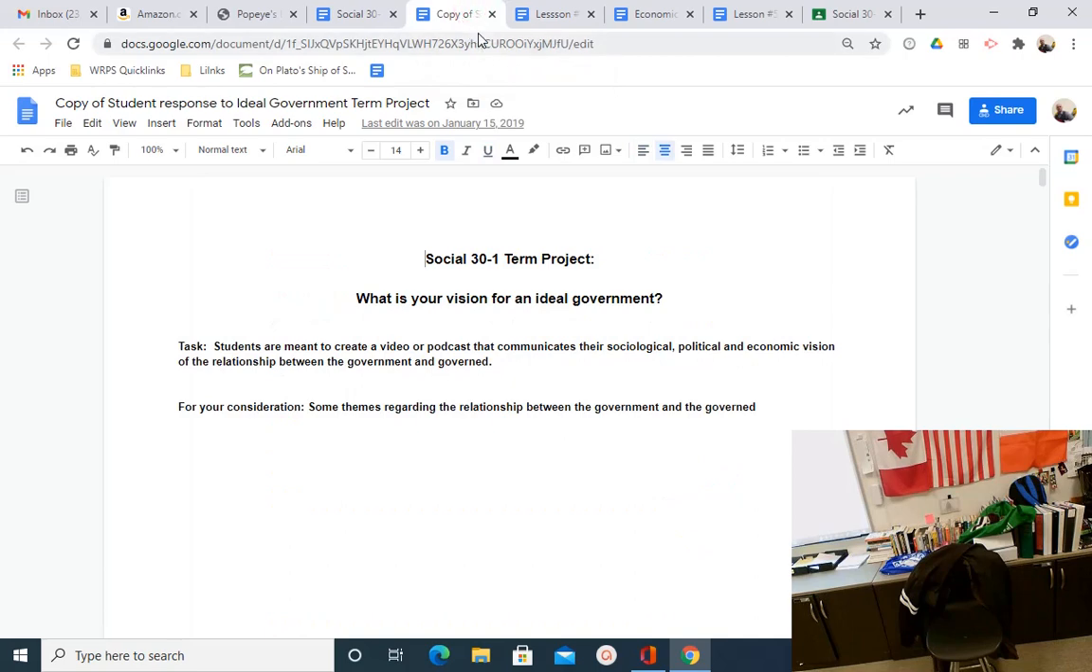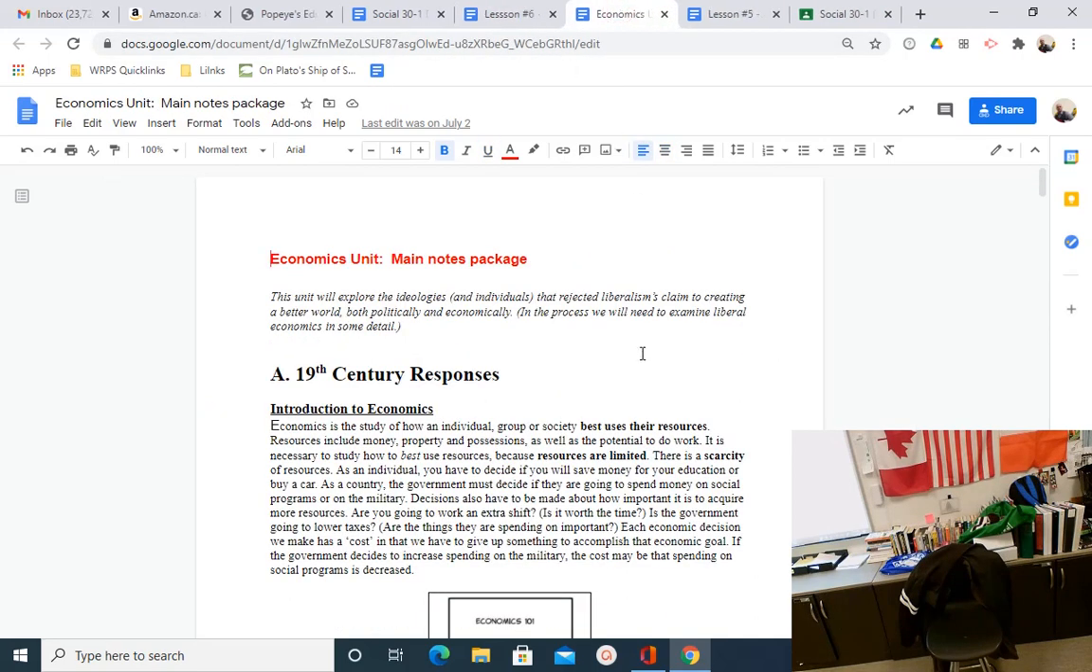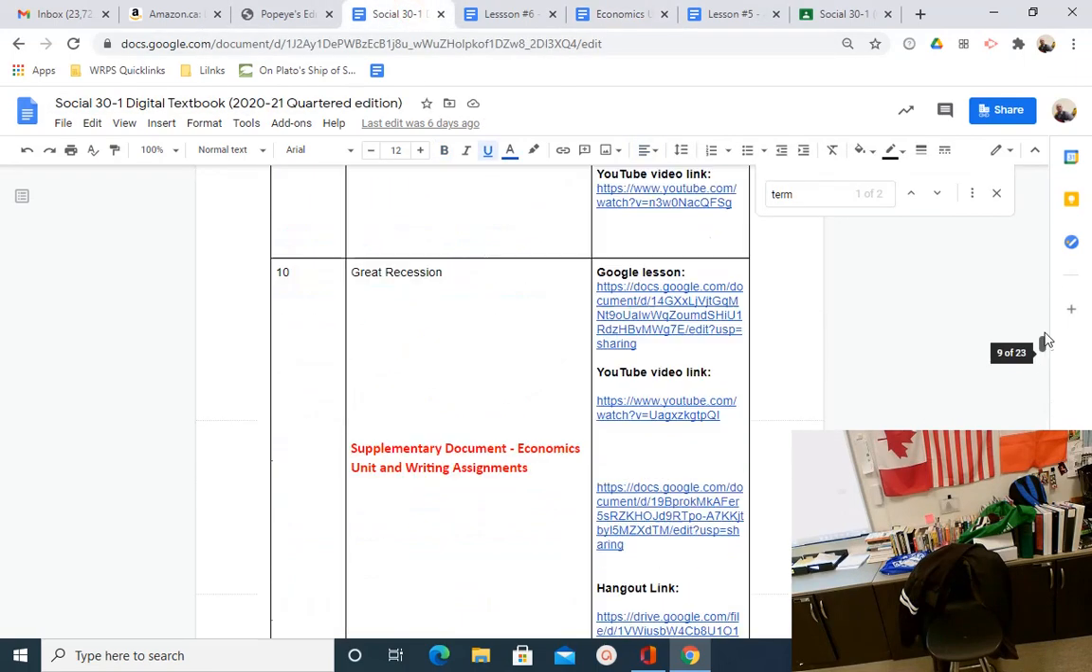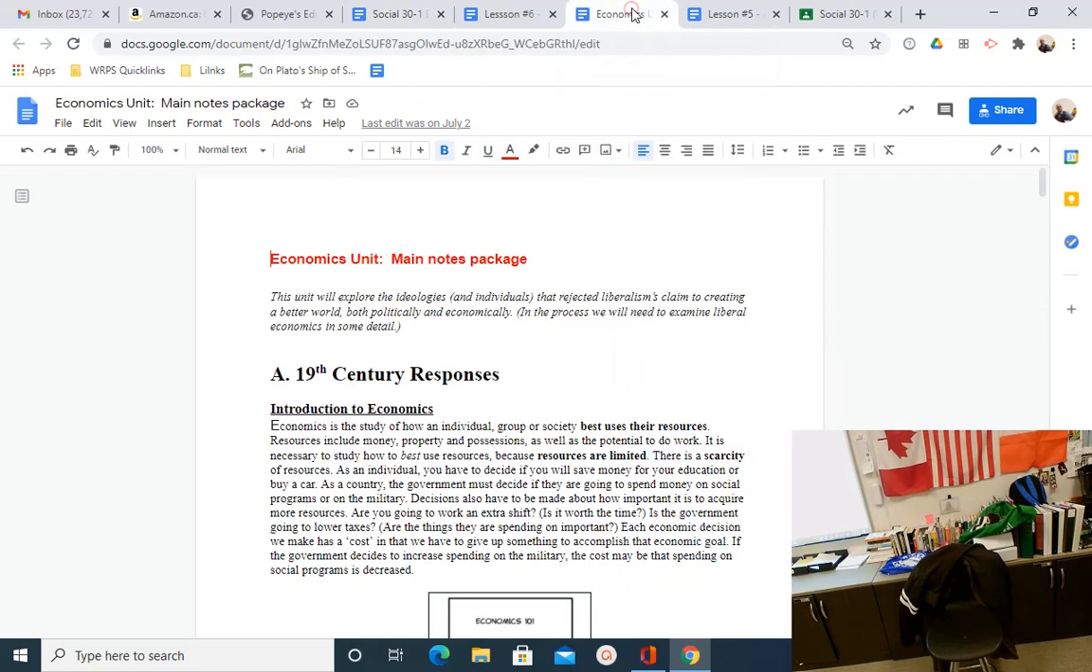This is our first class of economics. And I want to point out that in our digital textbook, we are here on lesson 5. And at the beginning of lesson 5, there's a link that says main notes package for economics unit. So I have this document here, and when you open it up, it'll become that. That's a 10-page summary of economics.